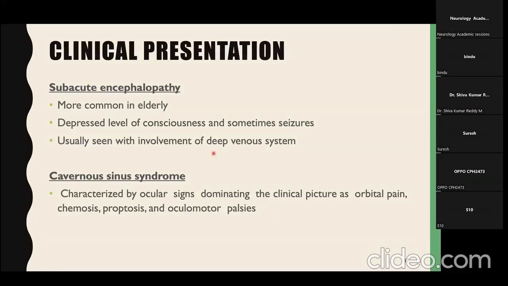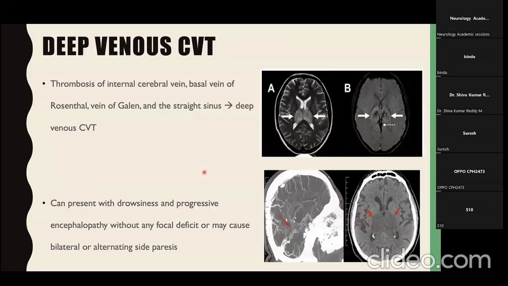Other presentation, as we discussed, is subacute encephalopathy, mainly in elderly patients with a depressed level of consciousness, seen mainly in deep venous system thrombosis. Cavernous sinus, we already discussed. Deep venous CVT is due to the deep veins: internal cerebral vein, basal vein of Rosenthal, vein of Galen, and straight sinus. This causes compromised drainage of the deeper structures, mainly diencephalon structures, leading to thalamic infarctions, bilateral thalamic infarctions.